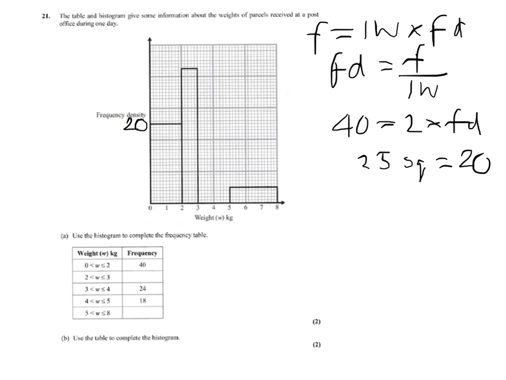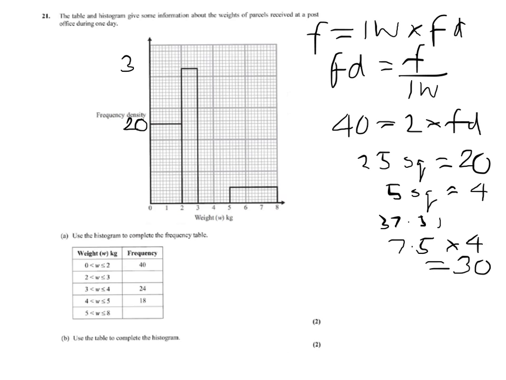So it's quite a fiddly ratio really, but you'll see that for every 5 squares you've got a frequency density of 4. So if you count the squares up to the top of the next bar, the 2 to 3, you're going to find you've got 37.5 squares, and that divides by 5 into 7.5. So you do 7.5 times 4, and you'll get a frequency density of 30.